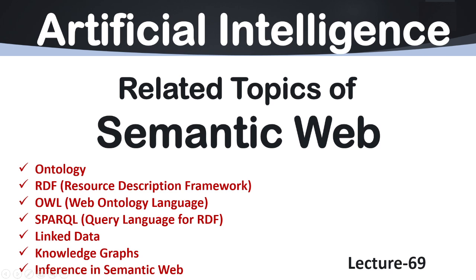So today in the session we are going to discuss some important terms related to semantic web. In artificial intelligence, semantic web is a very common term and we can say it is an extension of World Wide Web that we have discussed in lecture number 68. Now we'll discuss some related terms like ontology, RDF, OWL, SPARQL, linked data, knowledge graphs, and inference in semantic web. So now let's just start the session.